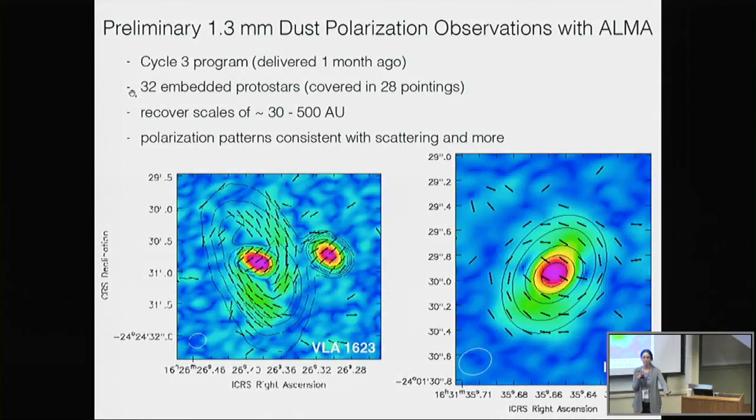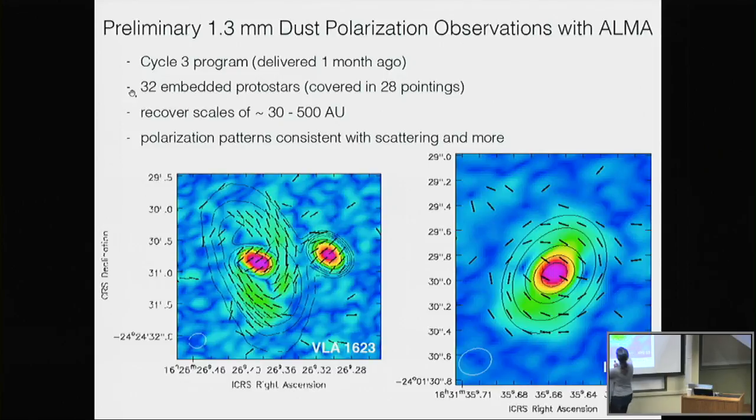For anyone who was in the magnetic field unconference session earlier today, you already heard all about this, but I just want to do some self-promotion. This is polarization observations at 1.3 millimeters with ALMA, Cycle 3 project, looking at 32 young stars in Ophiuchus. This is the first large survey of polarization with ALMA that I'm aware of. The data were just delivered like a month ago, even though this was a Cycle 3 project, so I'm still working through imaging everything, but we've got some really pretty images.